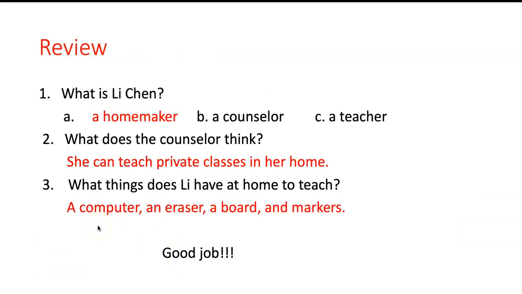Okay, so here we have the answers review. What is Lin Chi? A homemaker, letter A. Number 2, what does the counselor think? She can teach private classes in her home. Number 3, what things does Lee have at home to teach? A computer, an eraser, a board, and markers. If you have it this way, good job.